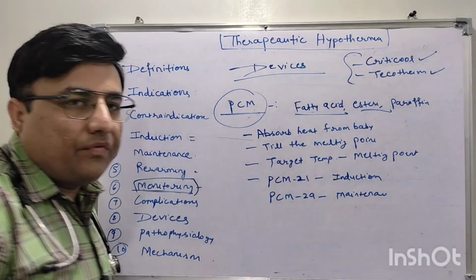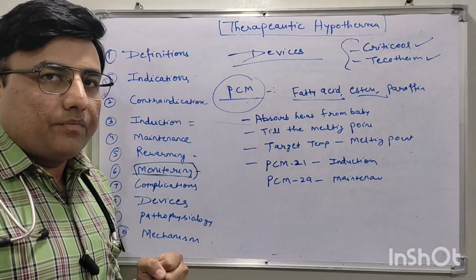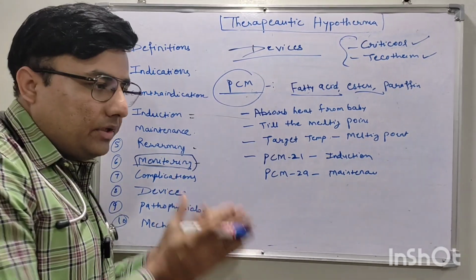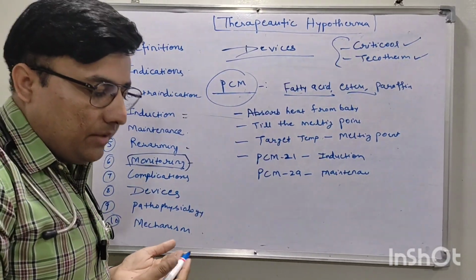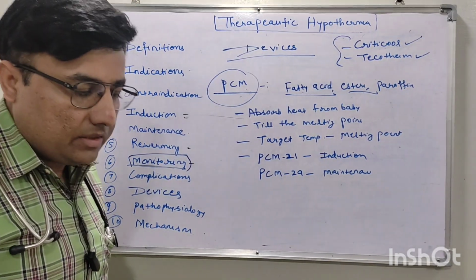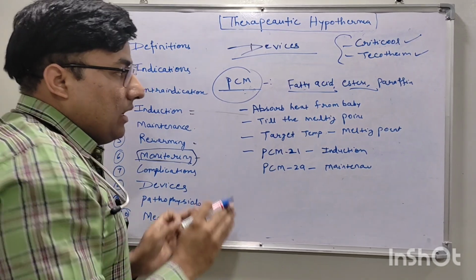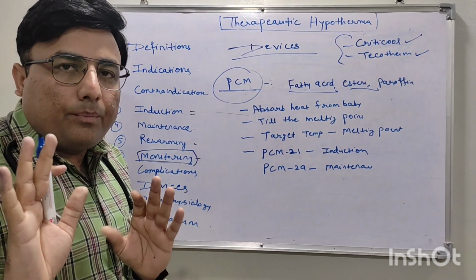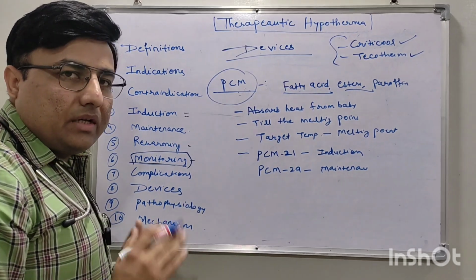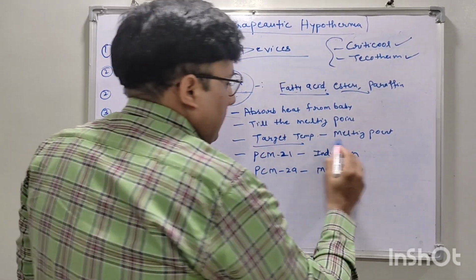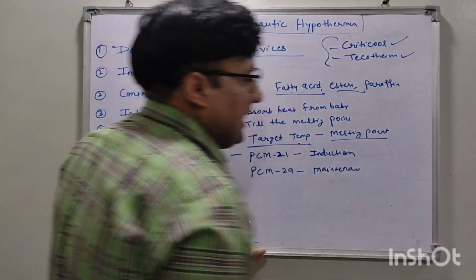What is the principle of the phase changing material? It will absorb heat from the baby. Heat transfer will happen from the baby to the phase changing material. We have to keep this phase changing material mattress below the baby. Heat will transfer from the baby to the phase changing material till the melting point of the material. After the melting point, that heat transfer will stop. So we can fix a target temperature by fixing the melting point.